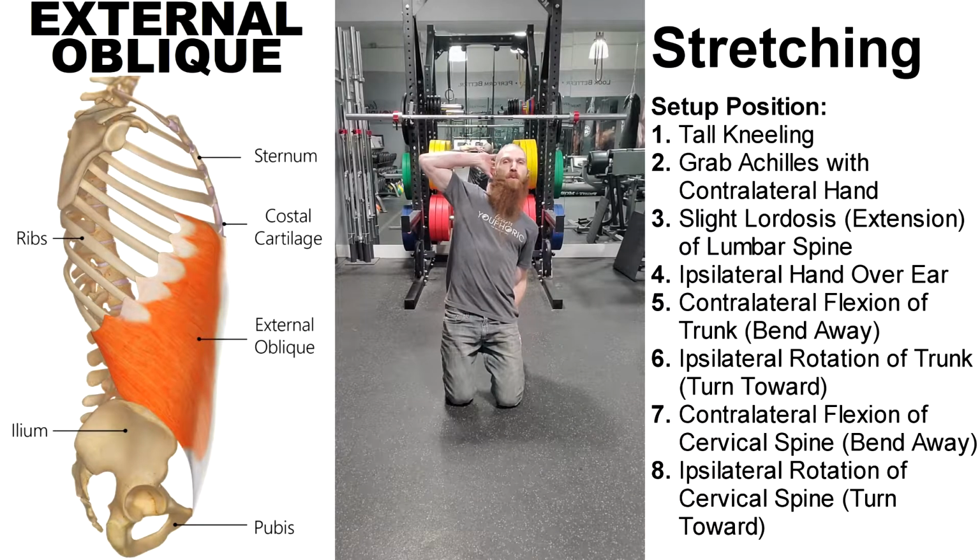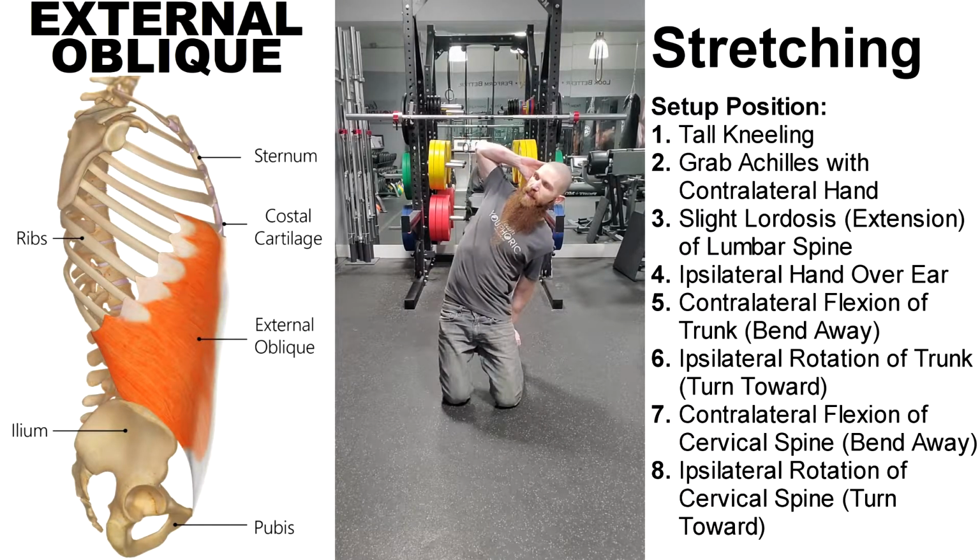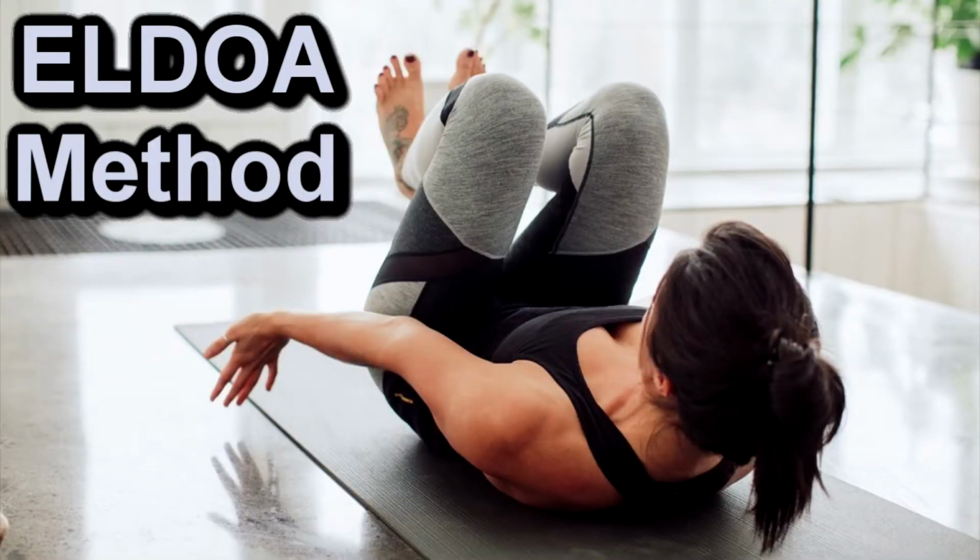At the spine, we want to do a contralateral side bend by bending away from the side that we're stretching, and then ipsilateral rotation by rotating toward the side that we're stretching. And then at the cervical spine, we're going to mimic what we did in the spine. We're going to do a contralateral side bend by bending away from the side that we're stretching, and ipsilateral rotation by rotating toward the side that we're stretching. And this is the myofascial stretching exercise for the external oblique muscle.